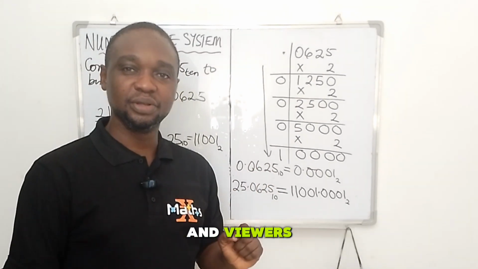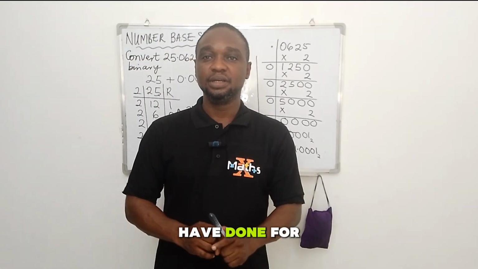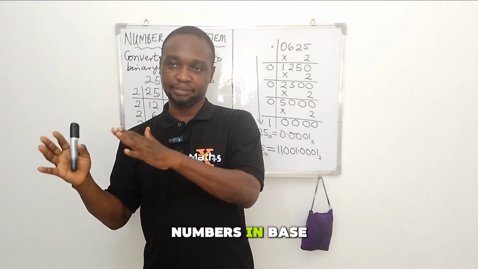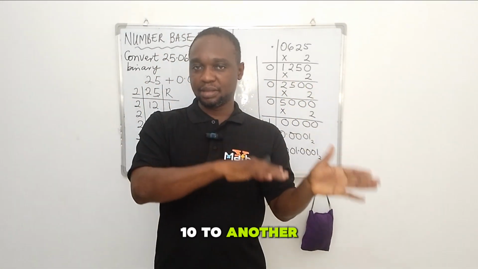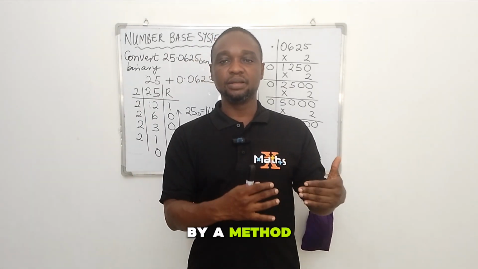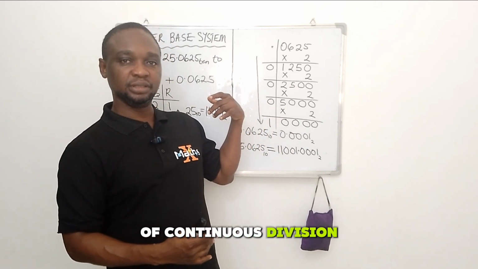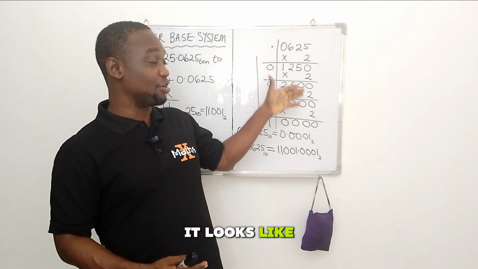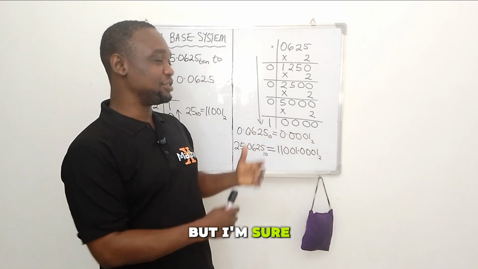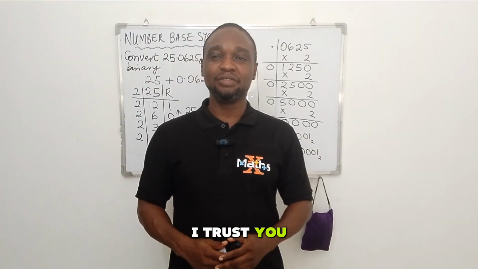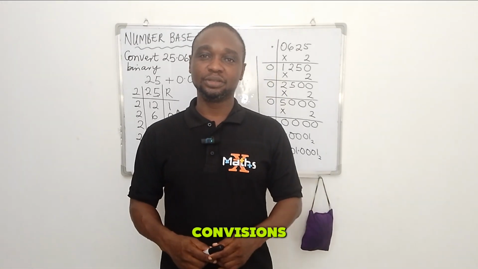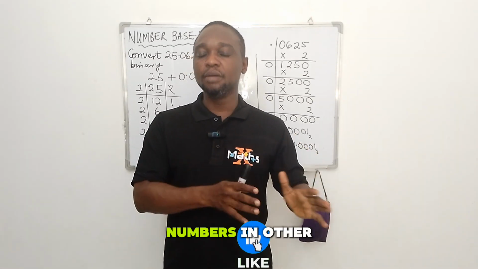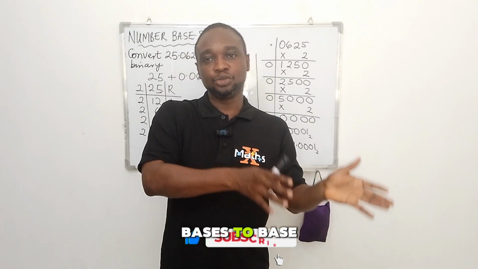My dear students and viewers, I'm sure you've seen what I have done. For today's video, I have converted numbers in base 10 to another base by a method of continuous division. However, when I came into the decimal fraction part, it looks like a continuous multiplication. But I'm sure you've seen what I have done. I trust you have learned how to do these conversions. In our next video, we will be converting numbers in other bases to base 10.